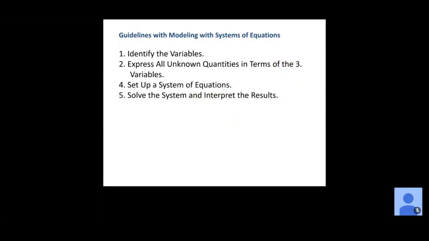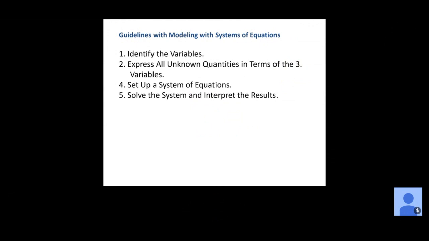All right, now some guidelines for modeling with systems. So we can actually use systems to help us solve real world problems. First thing we want to do is identify our variables. So we're going to figure out what are we actually trying to solve for and label those variables. Then we're going to express all the unknown quantities in terms of those variables. Finally, we can set up the system and then solve it. And we can actually interpret those results once we know the solution to the system.